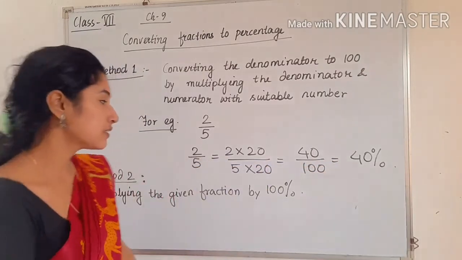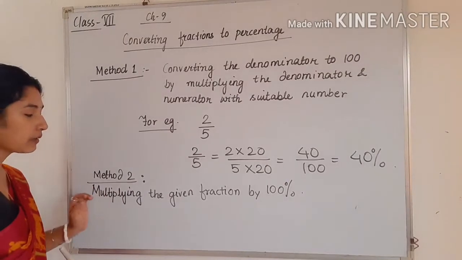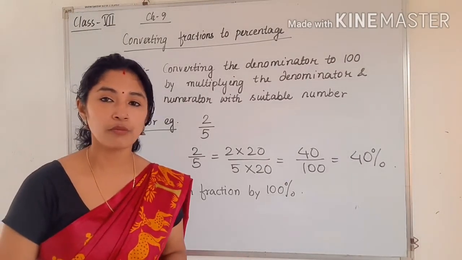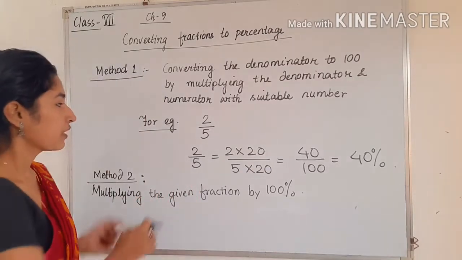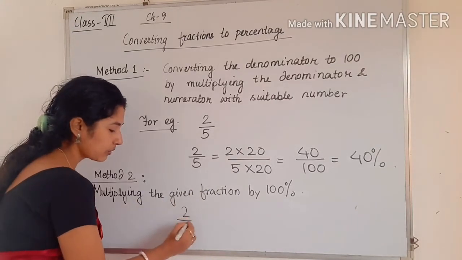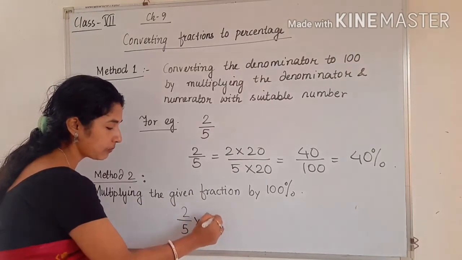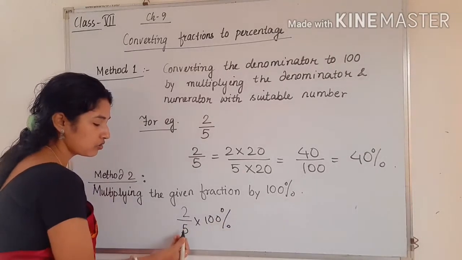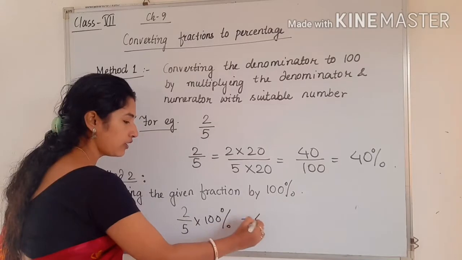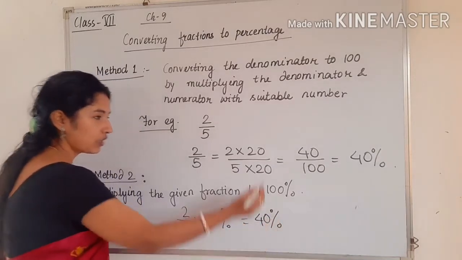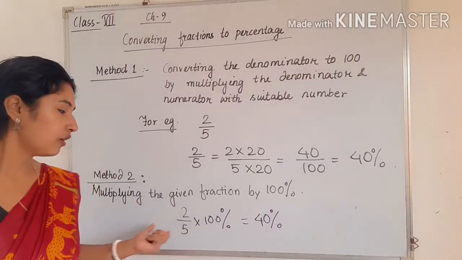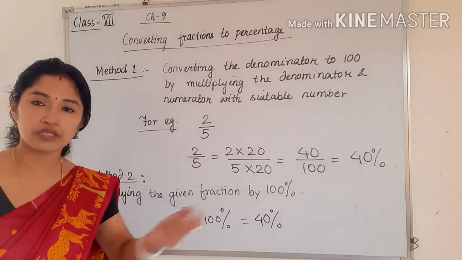And see the second method. In the second method, we can multiply the given fraction by 100% directly. Then also it will be in percentage. This same example I am doing using method 2. We directly multiply it by 100%. Cancel 5 and 100, you will get 20. And 20 into 2 will be 40%. So the answer is the same. You can use either method for converting a fraction into percentage.